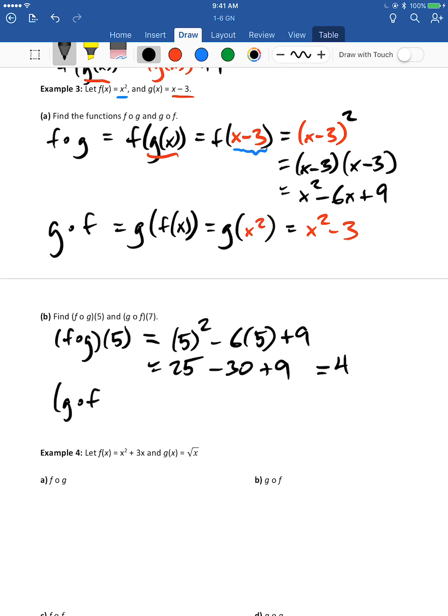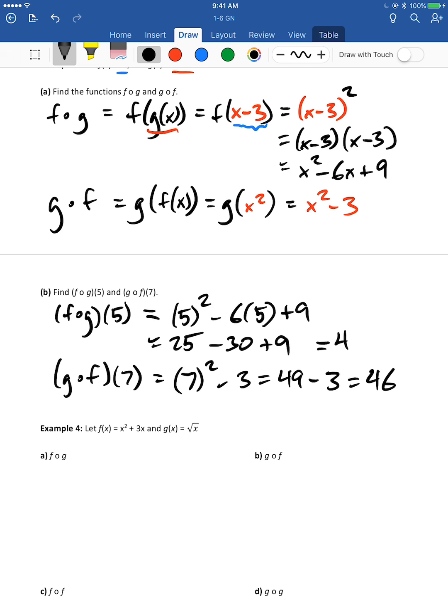G of f of 7, I found g of f to be x squared minus 3. So I plug in 7 anywhere there's an x there. I'm evaluating that combined function for 7, and I get 7 squared, not plus, minus 3, which is 49 minus 3, which is 46.